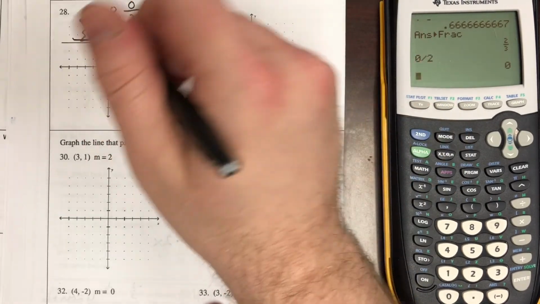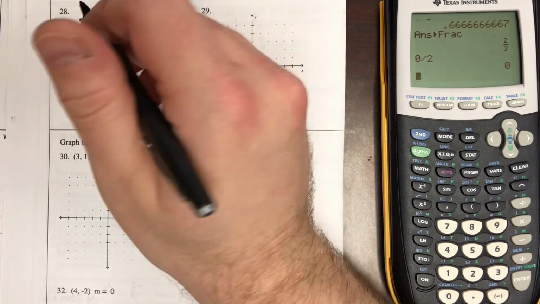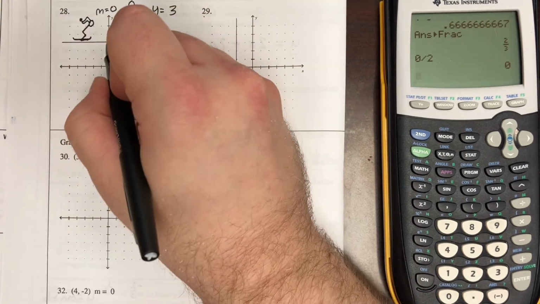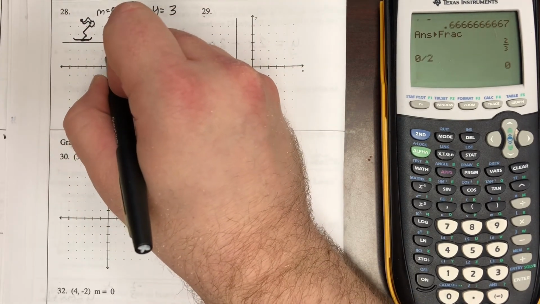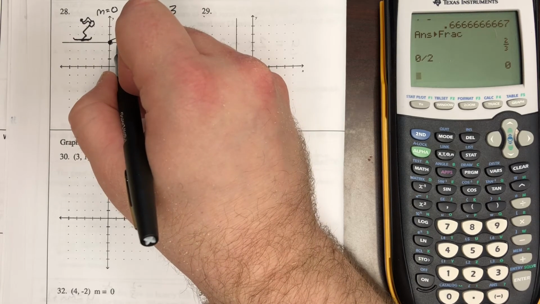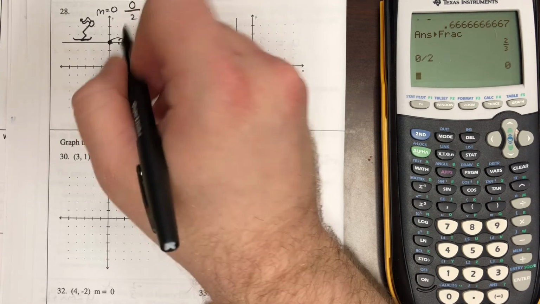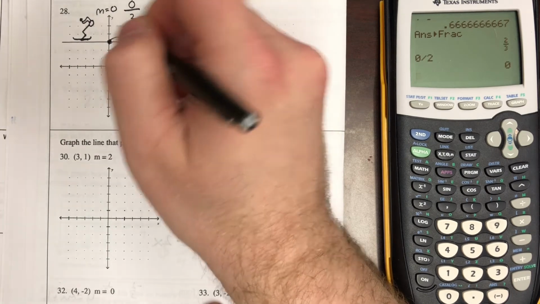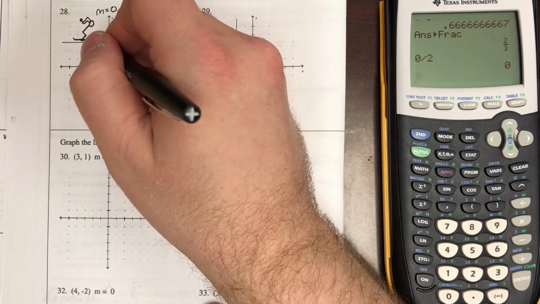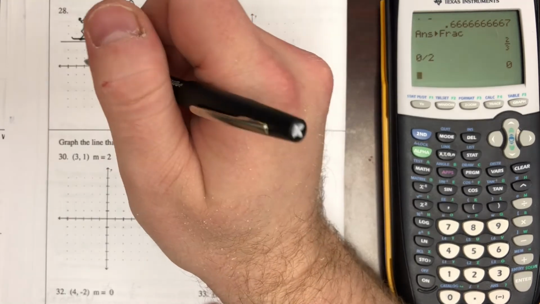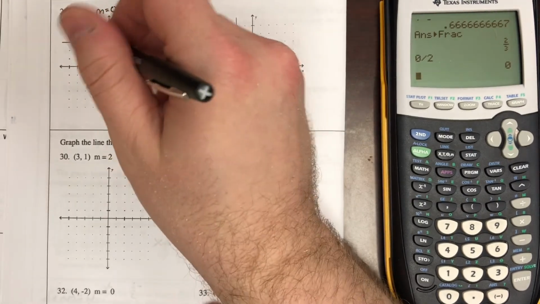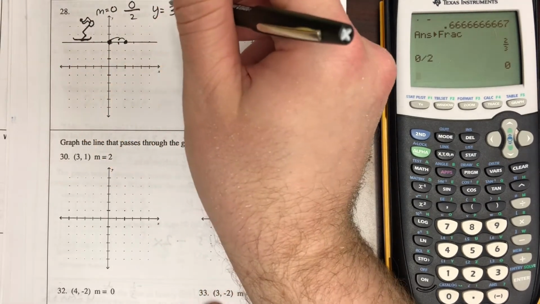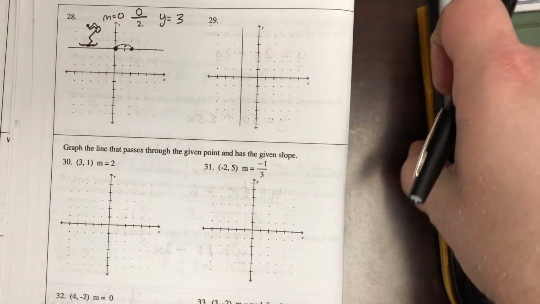And to talk about this conceptually in another way, what point is this? Well, this is the point 0, 3. This is the point 1, 3. This is the point 2, 3. This is the point 3, 3, 4, 3, 5, 3, 6, 3, negative 1, 3, negative 2, 3. The y value is 3 for every one of these points. And so that's why it says y equals 3.